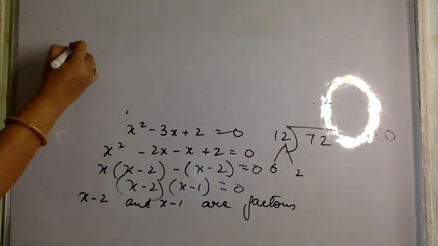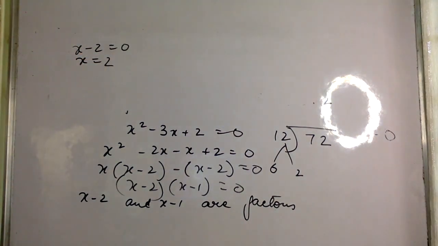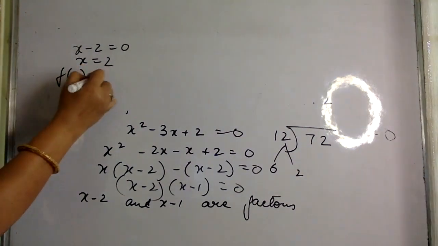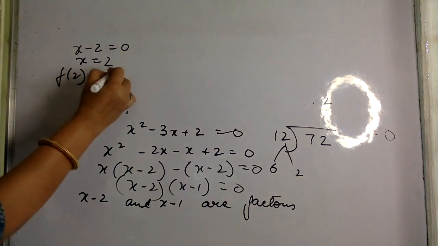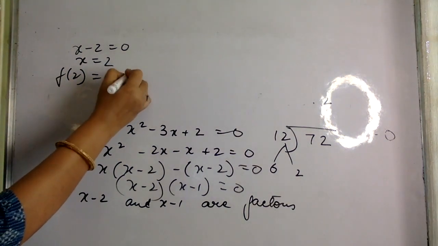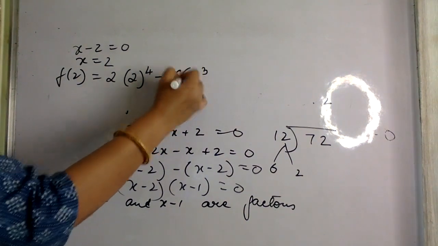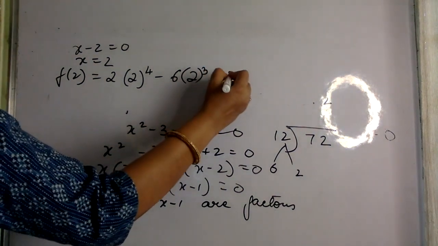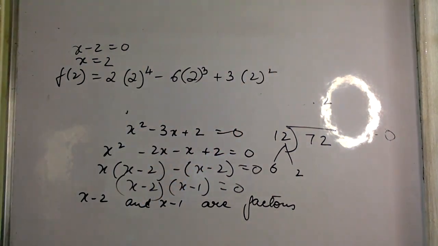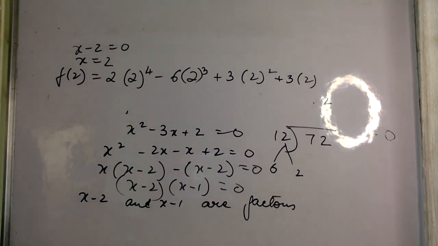What do I do? x minus 2 is equal to 0, so x is equal to 2. So first I am going to substitute f(2). My equation is 2x to the power 4, so 2 into 2 to the power 4, minus 6 into 2 cube. You can see it from the question that I had written on the board. Plus 3 into 2 square, plus 3 into 2, and minus 2.